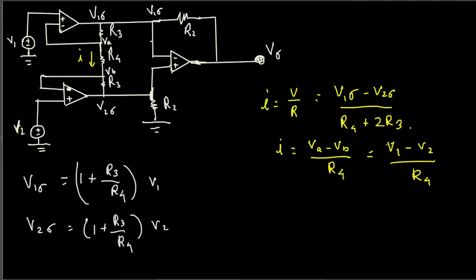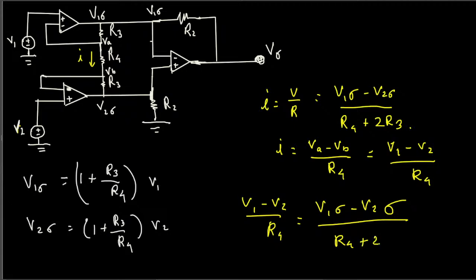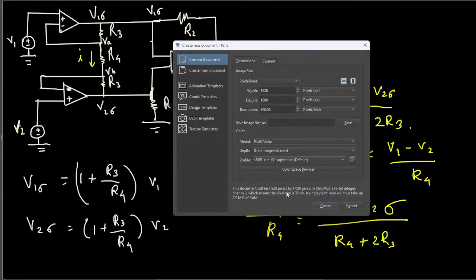What we can do is equate this and this also, because both of them are equal to the I current. So V1 minus V2 divided by R4 is equivalent to V1 output minus V2 output divided by R4 plus 2R3. Okay, now if we rearrange this one in terms of V1 output minus V2 output, let's continue in the next page.